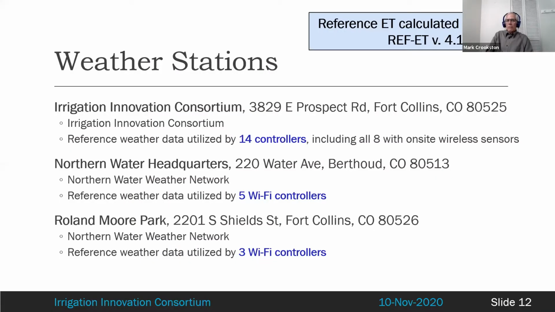So the required reference ET that you need to do this testing was all obtained from 3 regional weather stations. 2 of the stations were part of the Northern Weather Network in northeastern Colorado. The 3rd station was a new install that we did at the consortium in Fort Collins. 15-minute weather data was validated through a QA/QC process and then aggregated into hourly data.